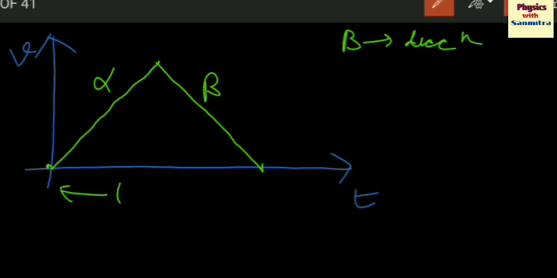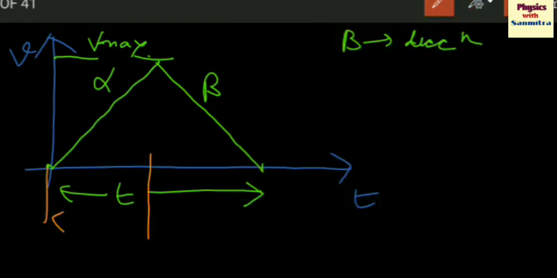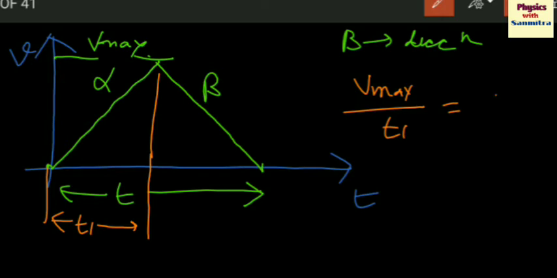And total time elapsed is t. Now we are asked to find v max, that is the maximum velocity. Let's find it out. Let's take this time as t1, at which it is reaching the maximum velocity. Initially the velocity was 0, and it is increasing from 0 to v max in t1 time. So v max by t1 is alpha.